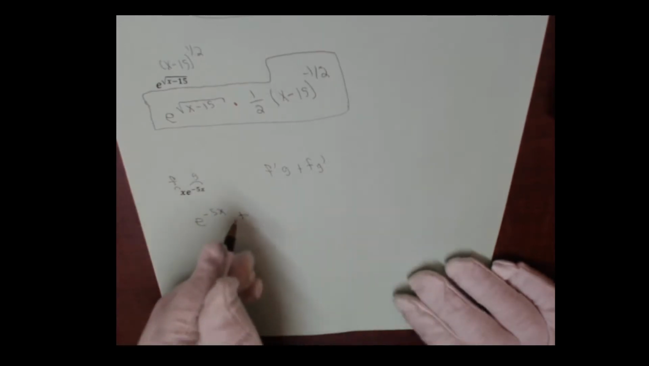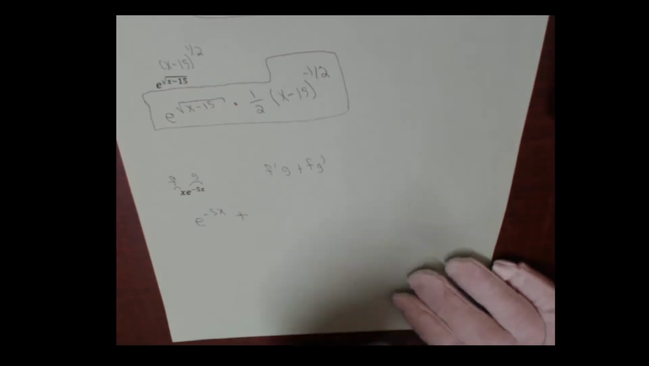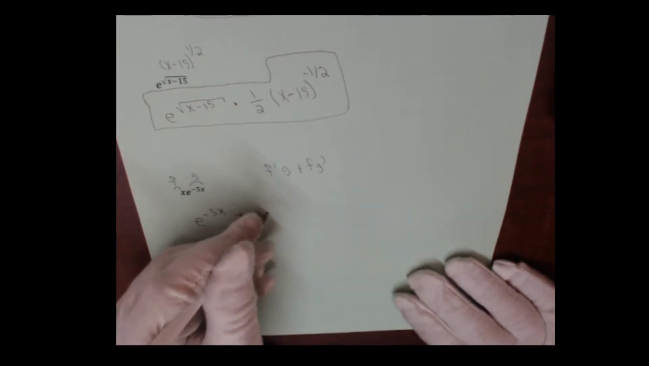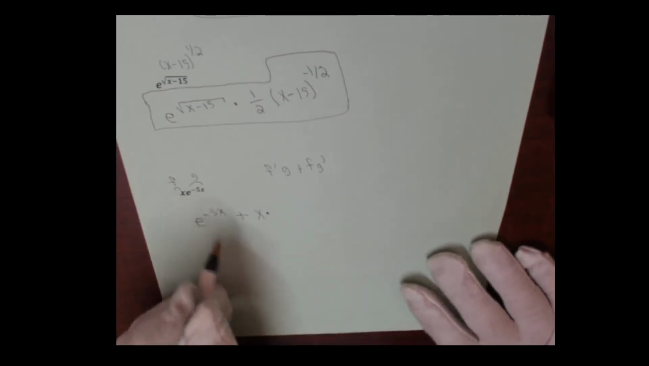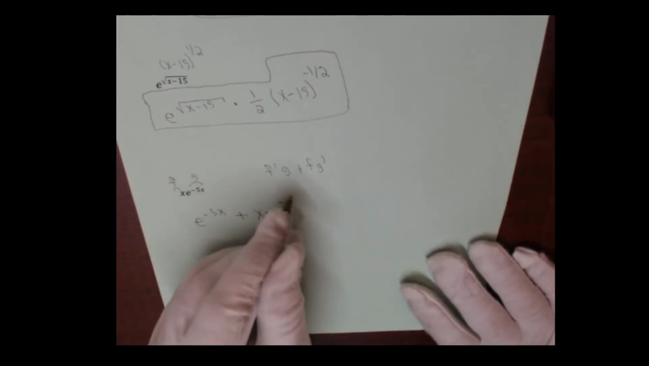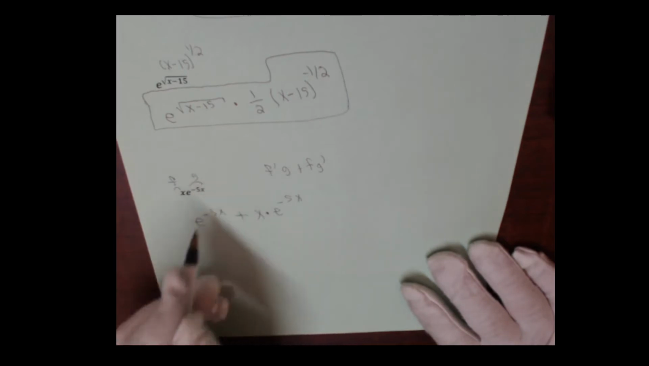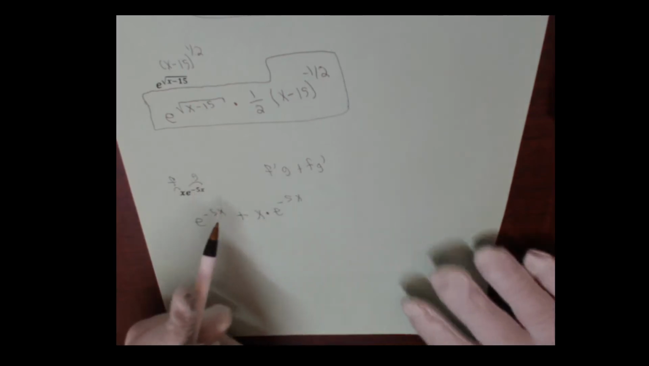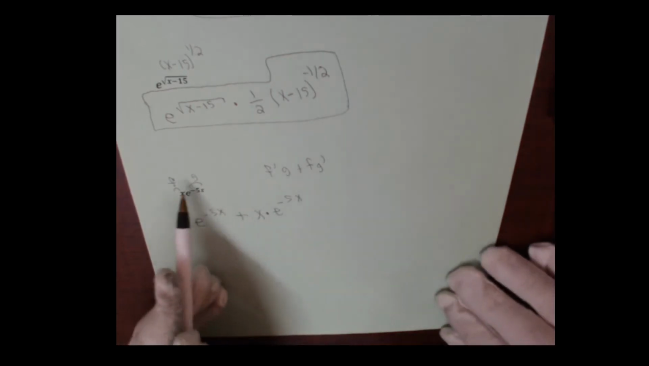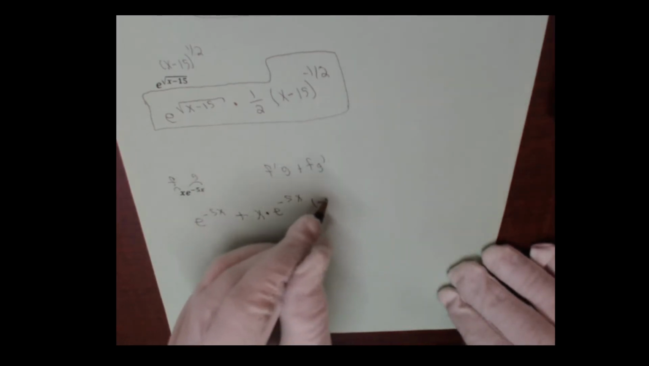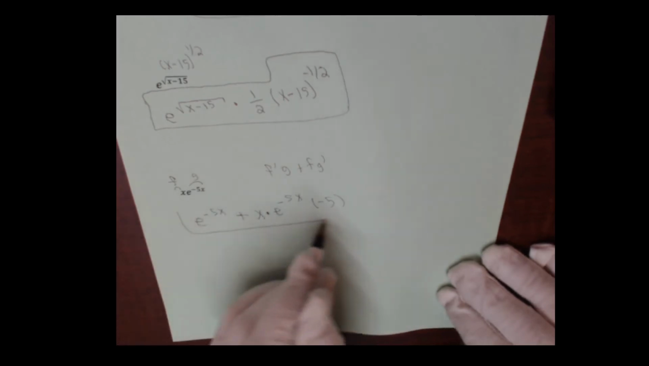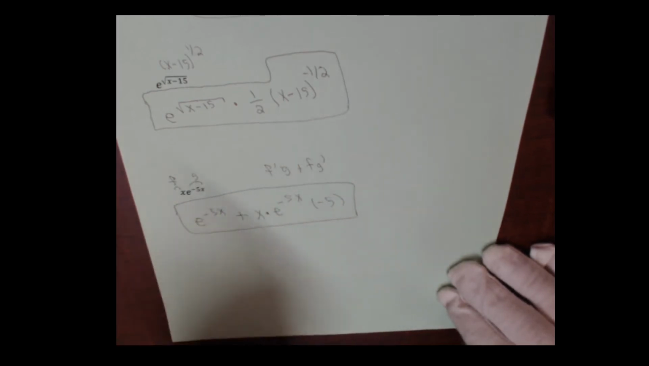plus, now we leave f alone, and we times by the derivative of g. So the derivative of e to the negative 5x would just be e to the negative 5x times the derivative of the chain rule. Well, it's not the derivative of the chain rule, it's using the chain rule. But in any case, the derivative of negative 5x is negative 5, and we're done. You could simplify a little bit, but I'm just going to leave it like that.